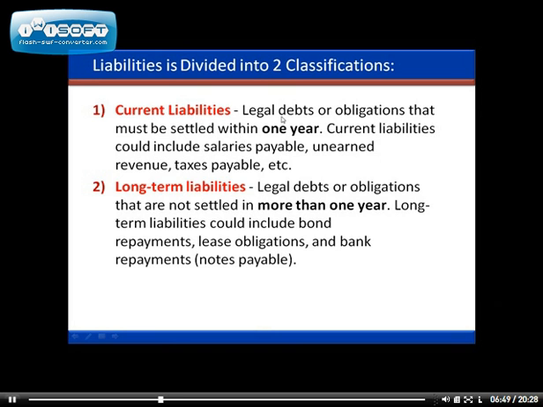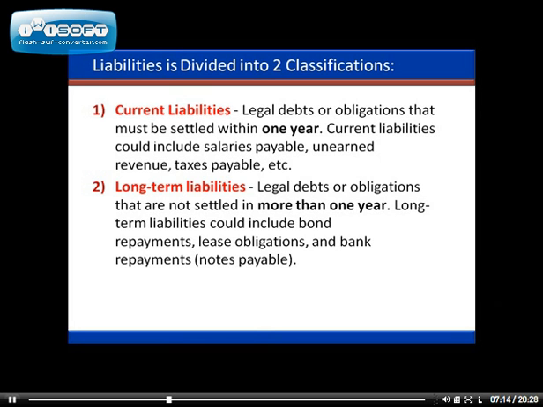Liabilities are divided into two categories. Liabilities could either be current or long term. Basically, legal debts are legal obligations that are current liabilities. They must be settled within 1 year. Current liabilities will probably include salaries payable, unearned revenue, taxes payable. Those are legal debts or obligations that will be settled within 1 year.